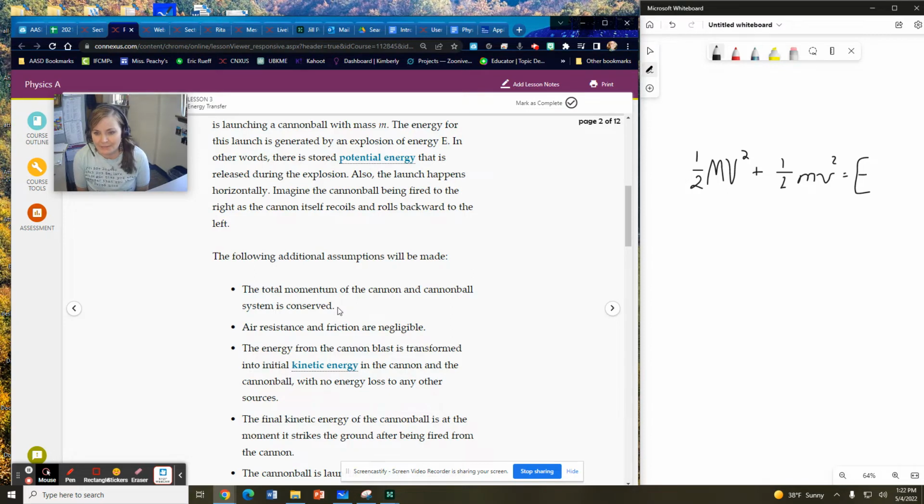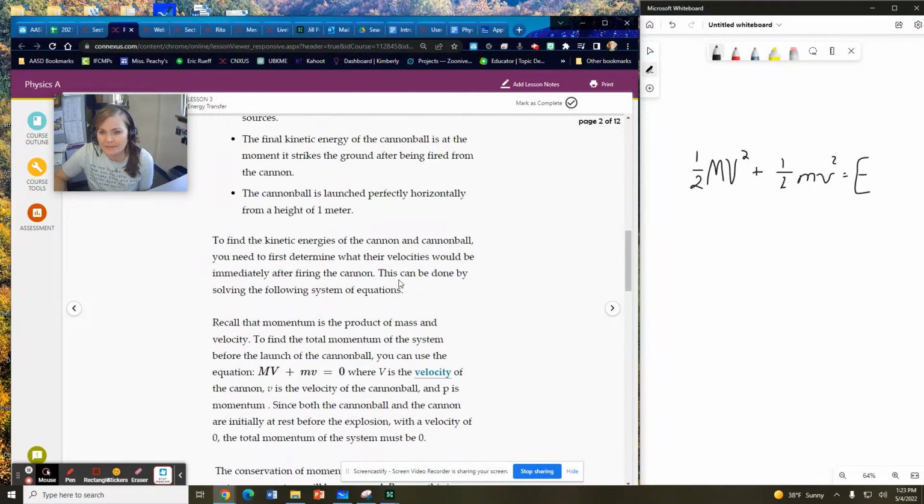It says the energy from the cannon blast is transformed into initial kinetic energy in the cannon and the cannonball with no energy lost to any other sources. So we're not going to worry about energy being lost as heat in this situation or anything like that. We're just going to ignore that part of it to make things simpler. A lot of times when you're doing models, you need to make things a little simpler. So that's what we're doing here.